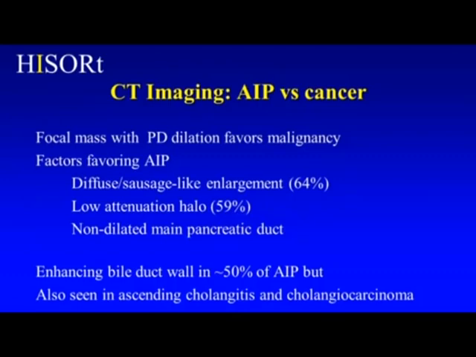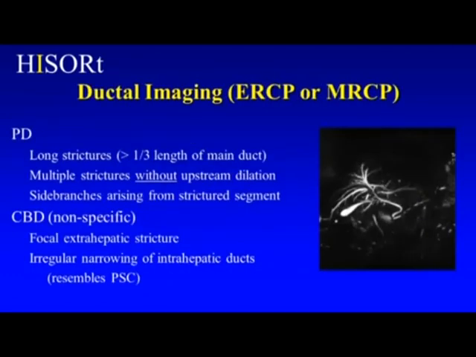Factors that would favor autoimmune pancreatitis include the presence of that diffuse sausage-like enlargement that I showed earlier, the presence of that low attenuation halo, the presence of a non-dilated main pancreatic duct upstream from the area of abnormality. And then I will point out again that an enhancing bile duct wall is seen in about 50% of these patients, but we can also see this in other situations, such as ascending cholangitis and cholangiocarcinoma.